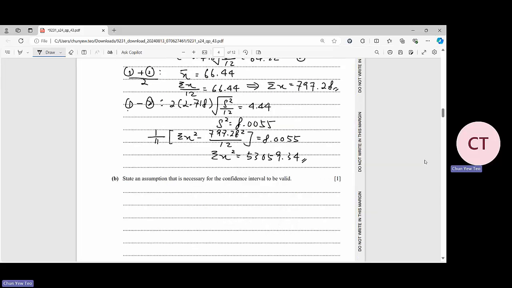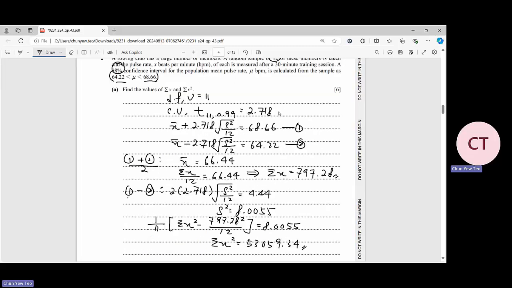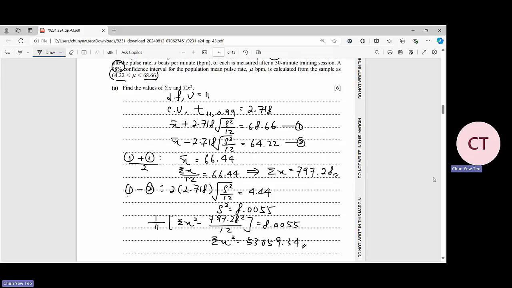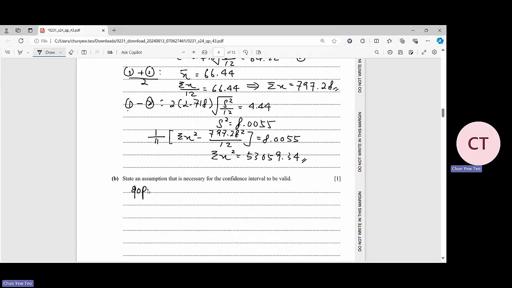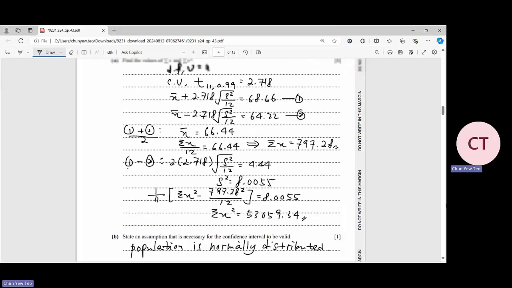Then number 2 part B: state an assumption that is necessary for the confidence interval to be valid. Since we are using the t distribution, the assumption is that the population distribution must be a normal distribution. So just say that the population is normally distributed. That's all. So this is the answer for number 2B.